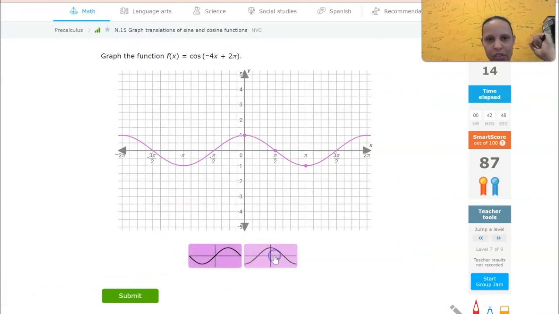All right, so we have a cosine graph. Remember, cosine is the one you need to be careful with just because it's not 0, 0, okay?